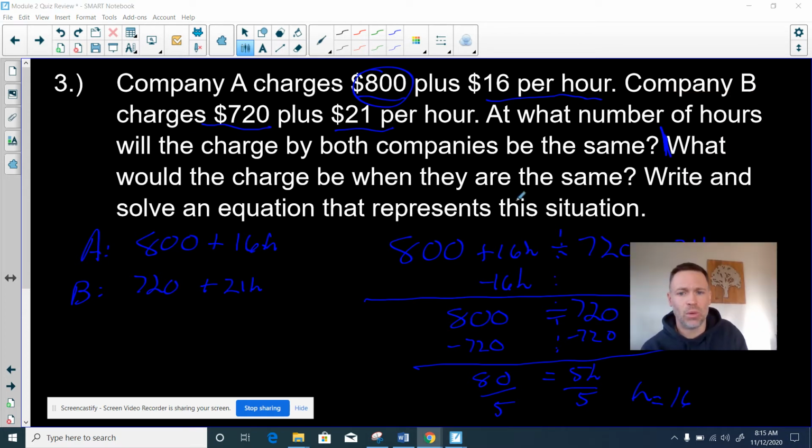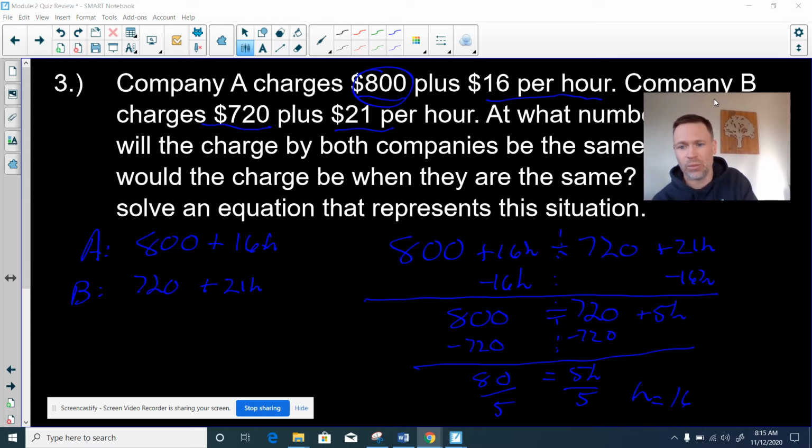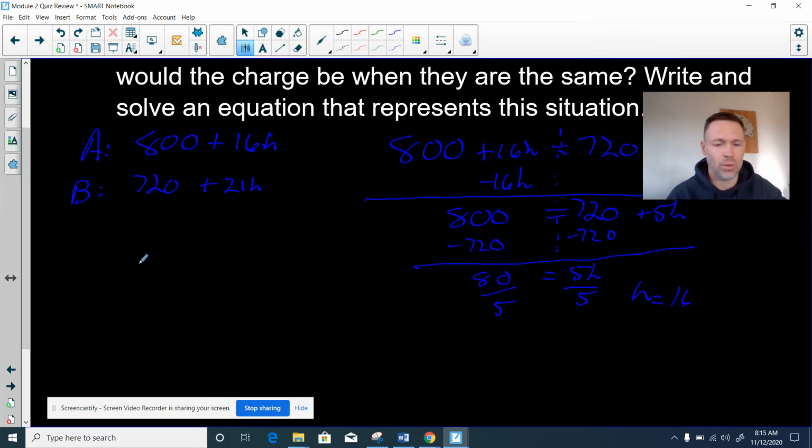So now it's asking me, well, what will that charge be? Well, all I got to do is plug 16 into one of these companies' charges. So let's just pick company A, right? So it'd be 800 plus 16. And if I substitute that 16 in, it'll give me the amount of charge.